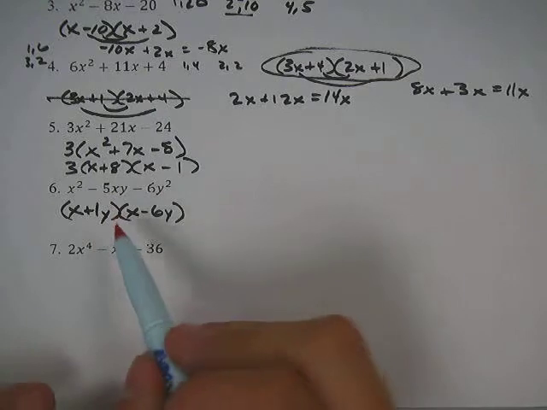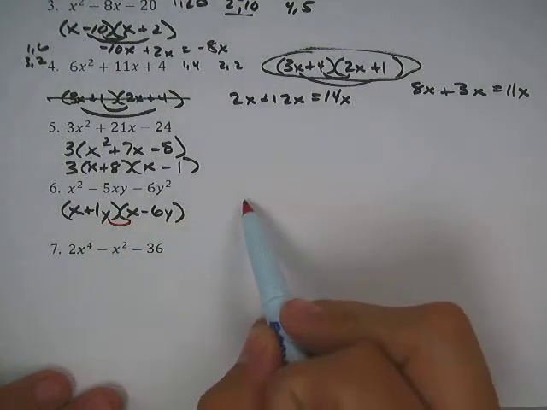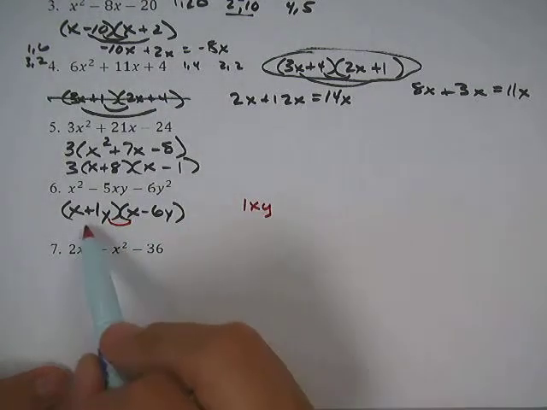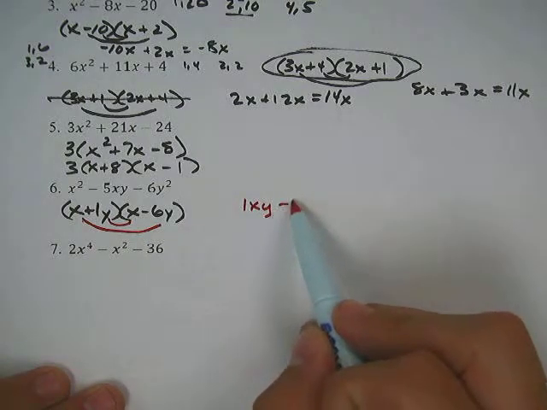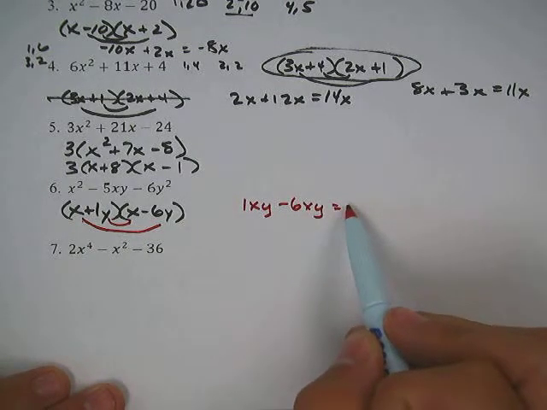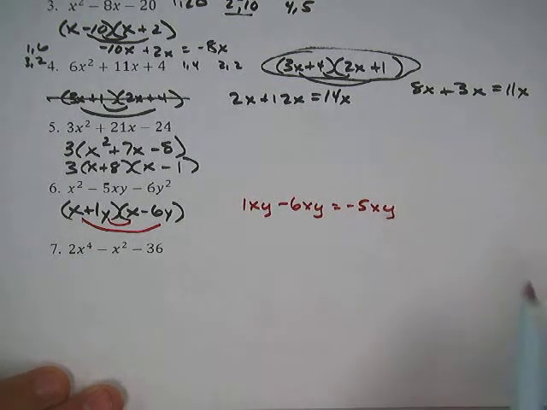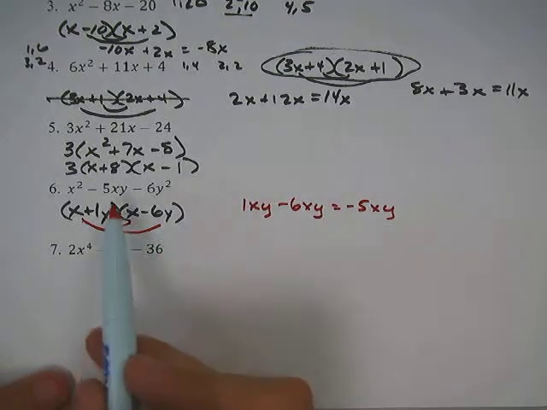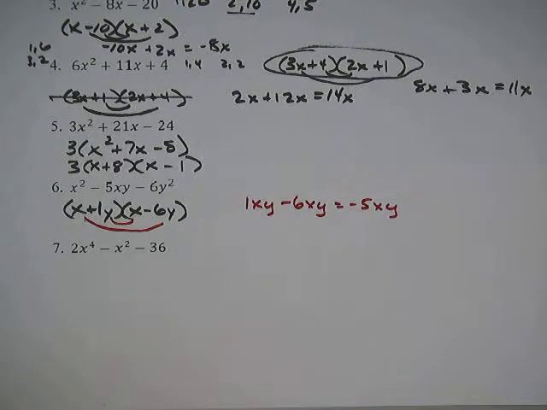And again, just to check, if I multiplied these, I'd get 1xy. If I multiplied these, I'd get negative 6xy, which adds up to negative 5xy. So don't let the whole fact that there's y's in there also confuse you. They just kind of go along for the ride, if you will.